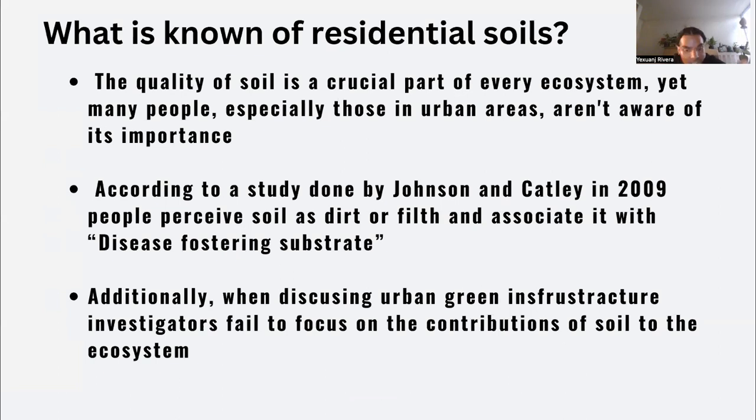Additionally, we also see that there is a lack of discussion of underground biomes within the soil when people are going to research and investigate green infrastructures and some of the green actions that we can take to help climate. So it's important for us to start discussing more on soils because they are a crucial part of the ecosystem and many people tend to neglect them.